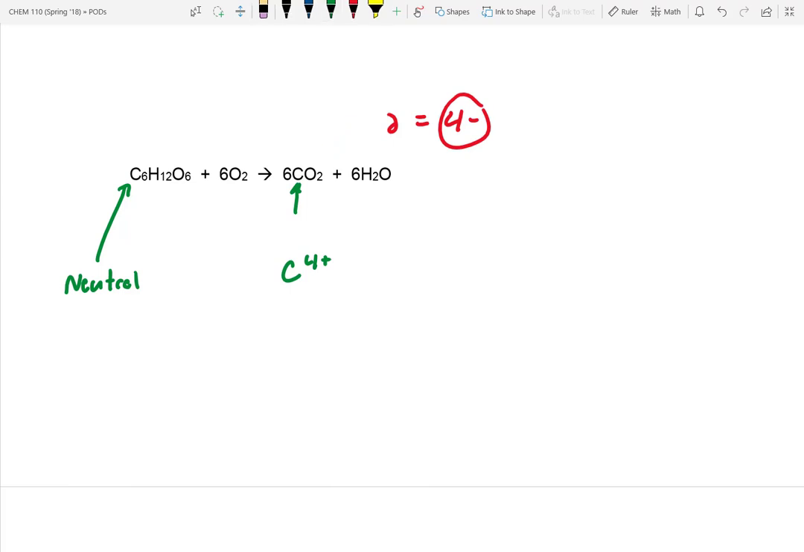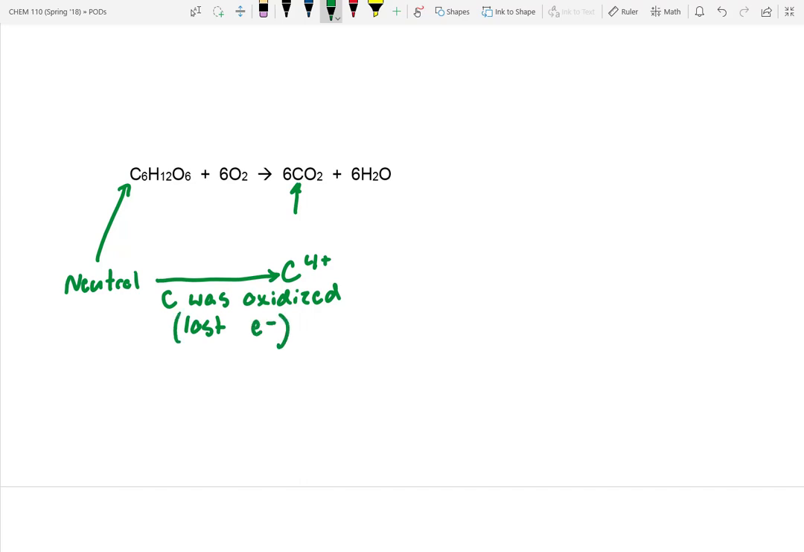All right, so I'm just going to erase this up here. If we think about neutral carbon going to carbon 4 plus, is it gaining or losing electrons? Losing electrons. So in this case, we could say carbon was oxidized. It lost electrons. Does that make sense? All right, now let's take a look at the oxygen over here. This oxygen must be what? Neutral.